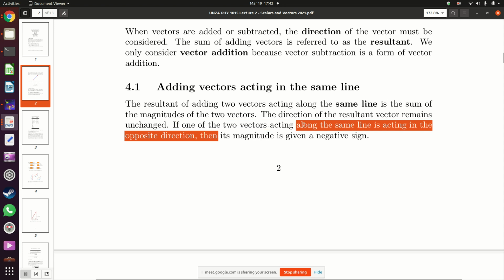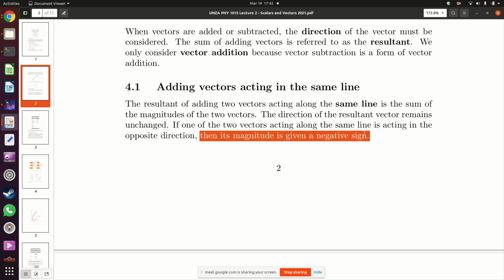So vectors which point in the opposite direction are given a negative sign. During your physics studies, you are going to see some physical quantities which have a negative sign. Those physical quantities which have a negative sign are actually vectors telling you that the physical quantity is pointing in a direction which is opposite to some direction which has been chosen. The direction which is positive is something you will have to choose.